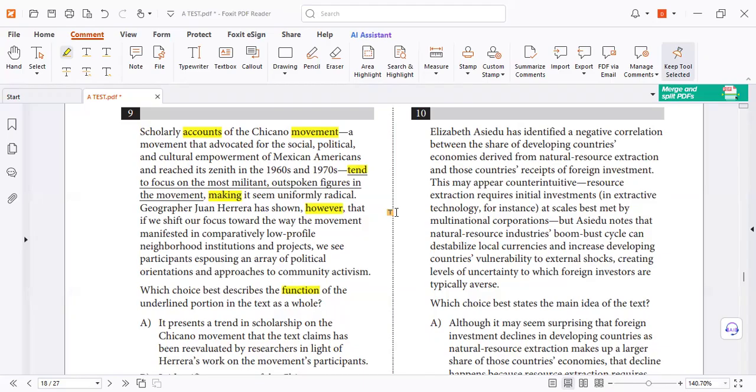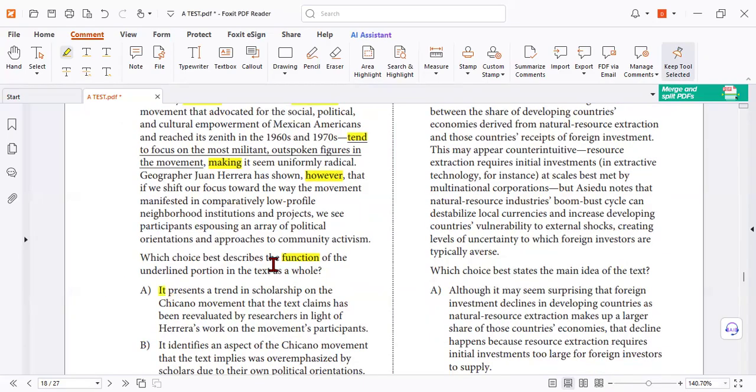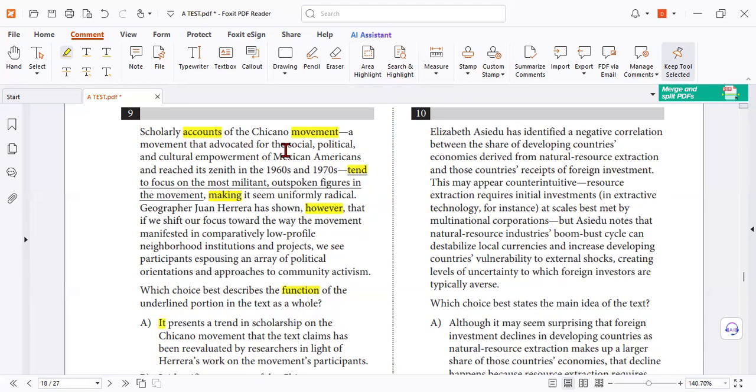Let's prove it one by one. He said it refers to the underlined part only. So this is the beginning, and so the rest of it. So be careful. And then it presents a trend in scholarship. So where is the scholarship here? Accounts focus on the most militant spoken figures. So the letter is wrong.